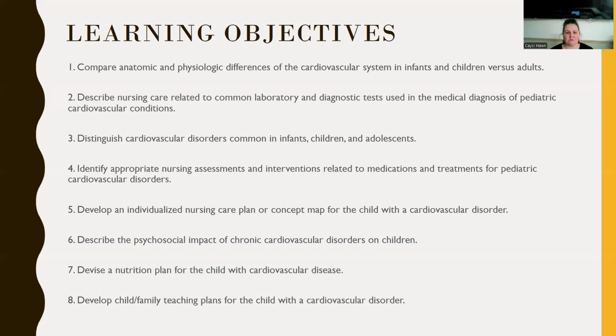Distinguish cardiovascular disorders common in infants, children, and adolescents. Identify appropriate nursing assessments and interventions related to medications and treatments for pediatric cardiovascular disorders. Develop an individualized nursing care plan or concept map for the child with a cardiovascular disorder. Describe the psychosocial impact of chronic cardiovascular disorders on children. Devise a nutrition plan for the child with cardiovascular disease and develop child and family teaching plans for the child with a cardiovascular disorder.